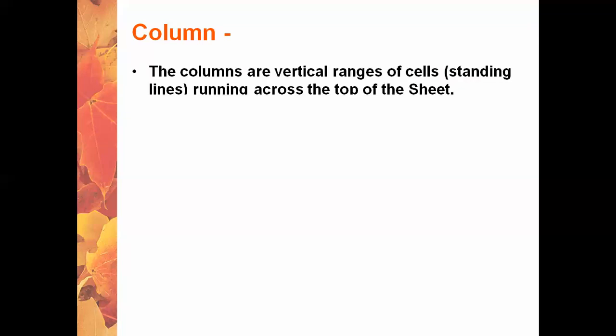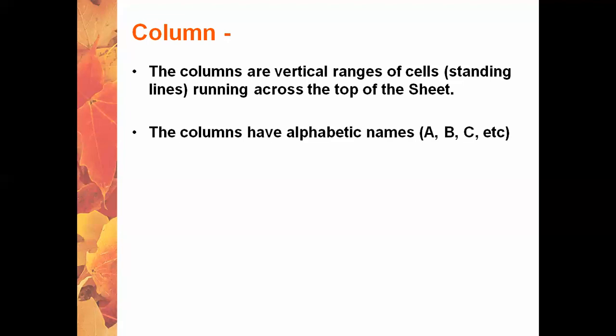Now, next thing is column. What is a column? Columns are vertical ranges of cells. It's like a standing line, that is called a vertical line, a vertical range of cells running across the top of the sheet. It will start from the top and go down. The columns have alphabetic names. So how will we recognize that this is a column? On top of the column, there will be a letter written. It may be A, B, C, or a combination of letters. So the columns have alphabetic names.